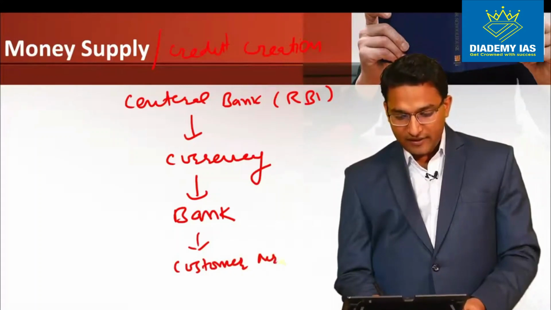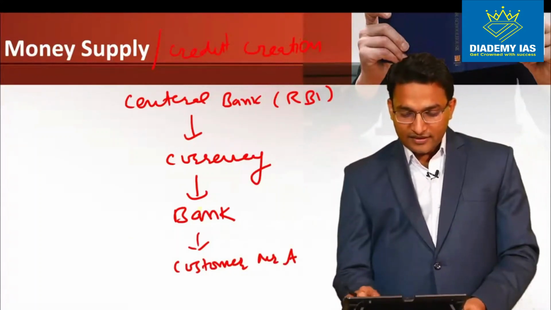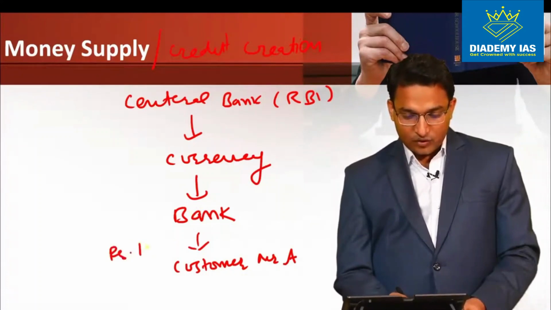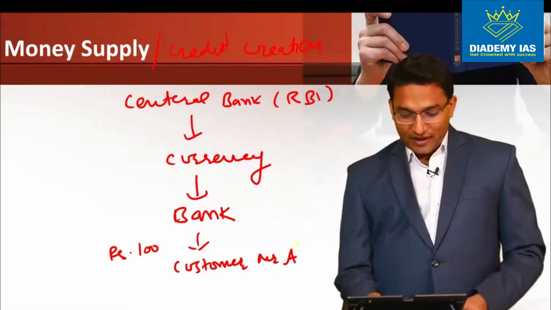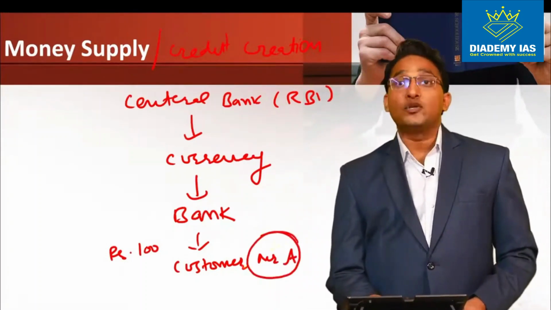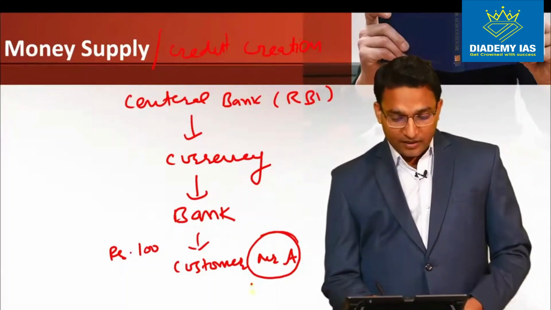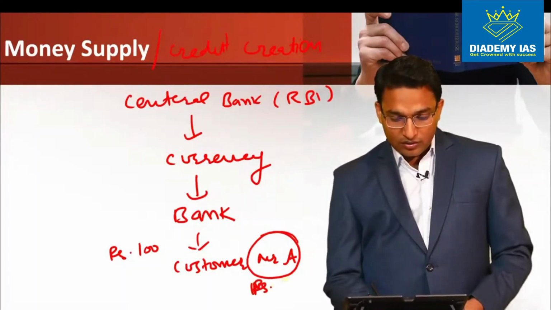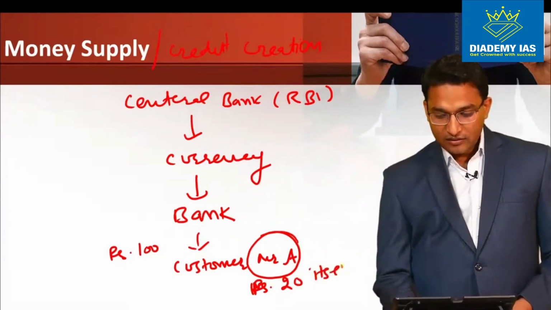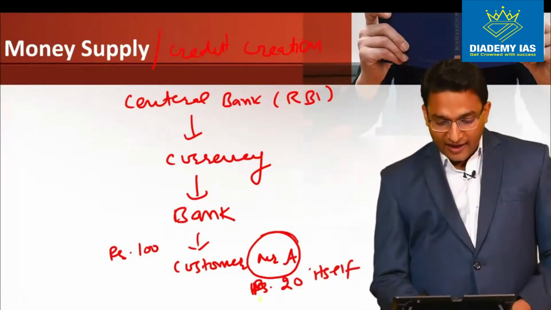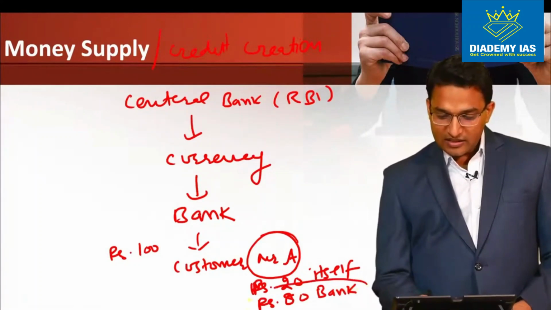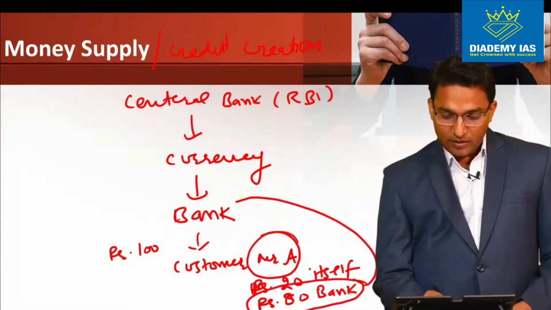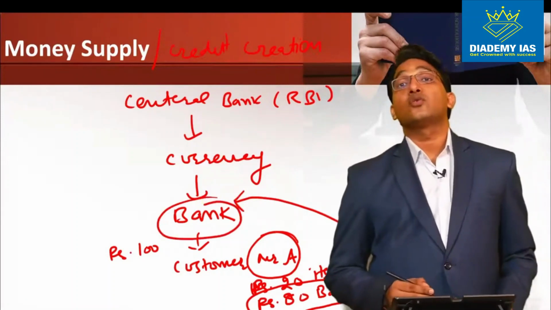For example, Mr. A. Let us consider that rupees 100 have been given by the bank to Mr. A. Now, as a habitual pattern, Mr. A, for example, keeps rupees 20 with himself for his day-to-day requirement, and rupees 80 he deposits with the bank again. So this rupees 80 is again going to the bank.